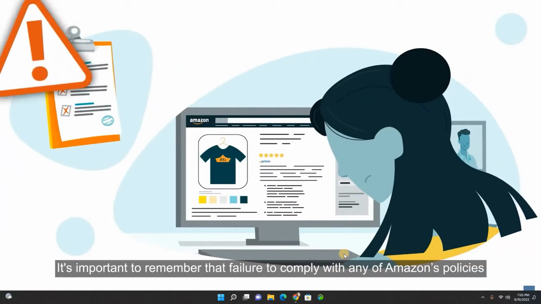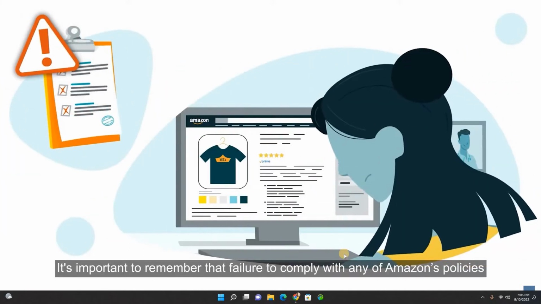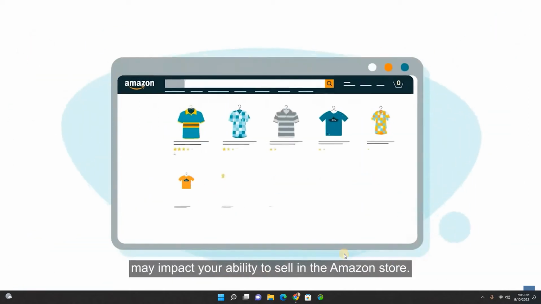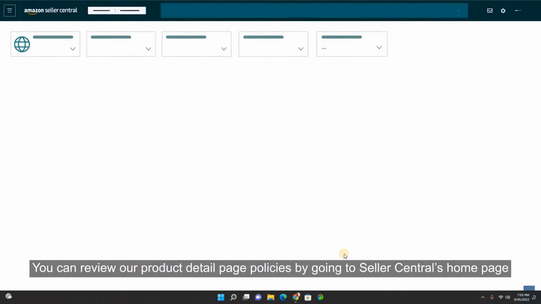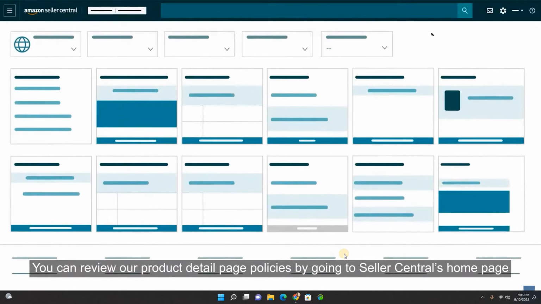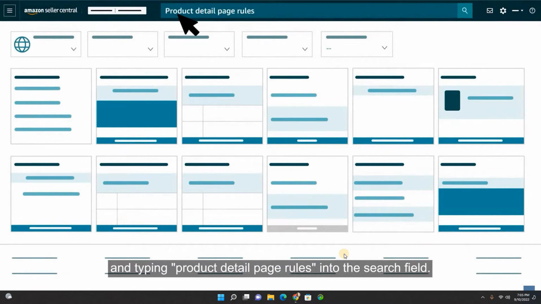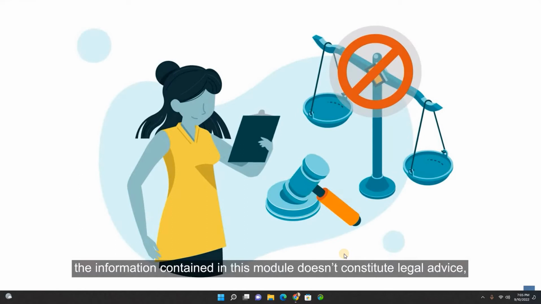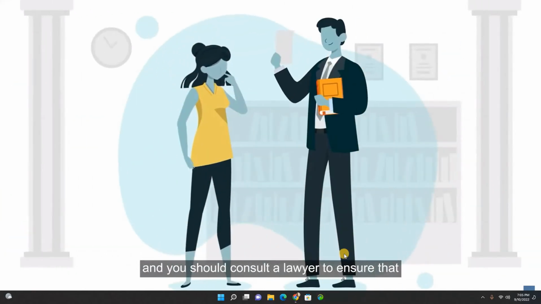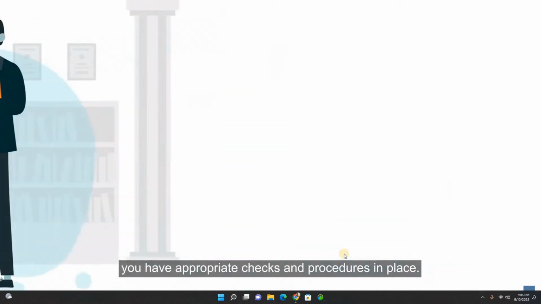It's important to remember that failure to comply with any of Amazon's policies may impact your ability to sell in the Amazon store. You can review our product detail page policies by going to Seller Central's homepage and typing product detail page rules into the search field. Note that the information contained in this module doesn't constitute legal advice, and you should consult a lawyer to ensure that you have appropriate checks and procedures in place.